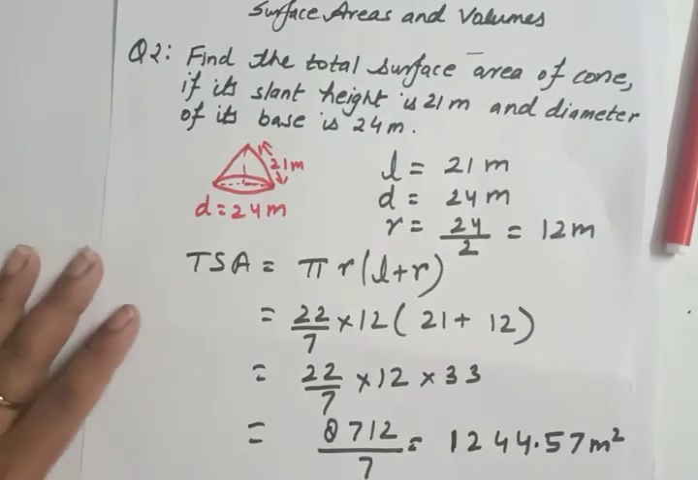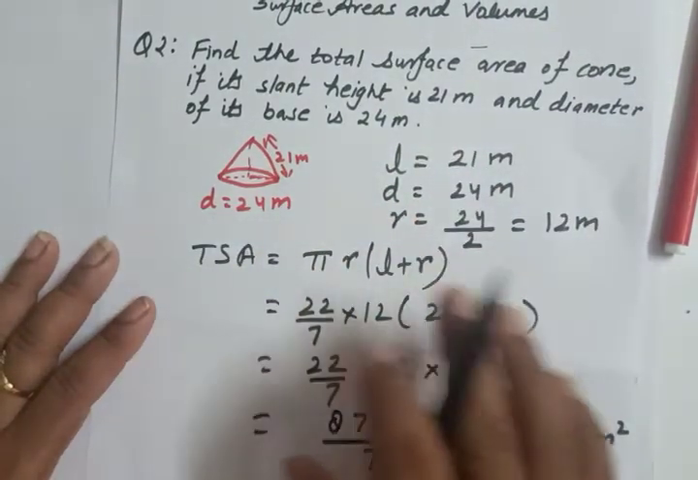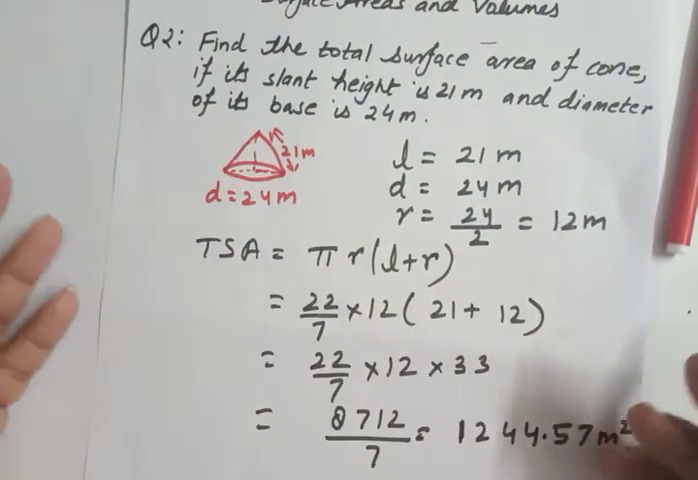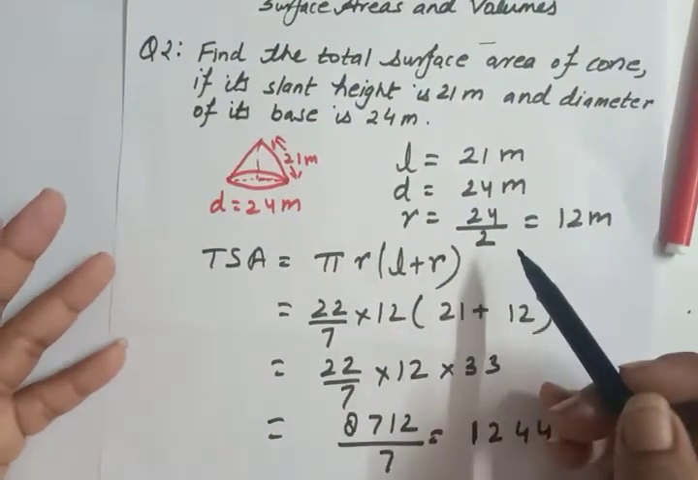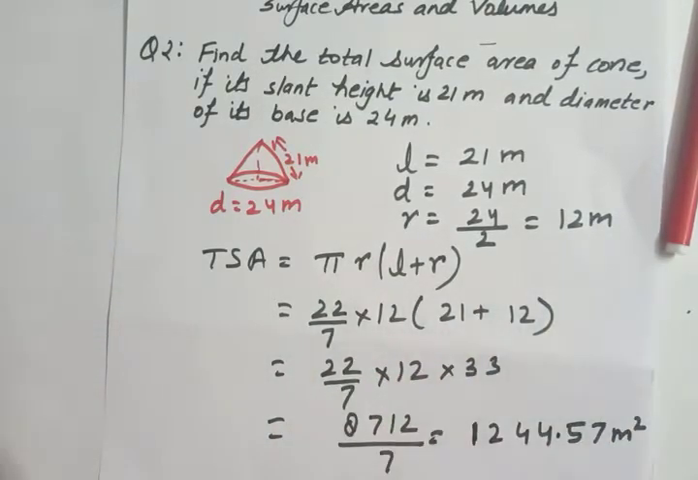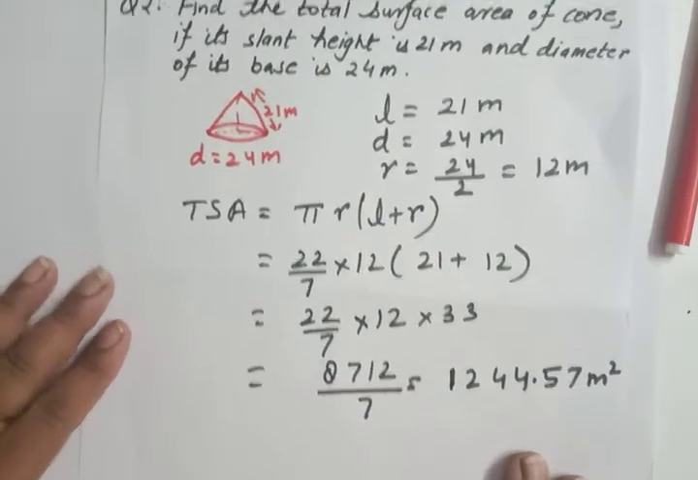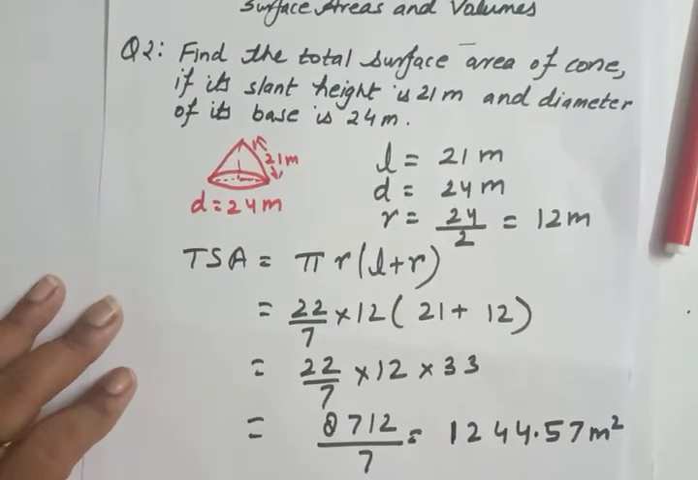This is a very simple, basic and direct question, where a few known things are given, and we need to utilize them to find out the total surface area. So this question is a very direct question. Yes, I hope it is very clear to you. Let's proceed to the next question.